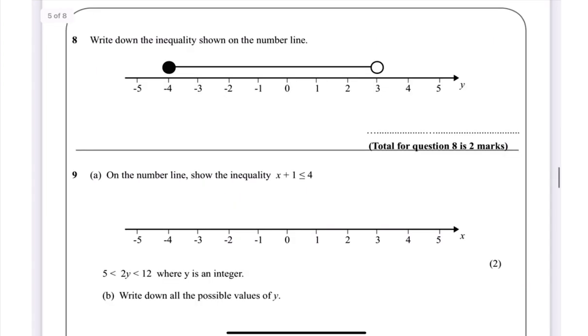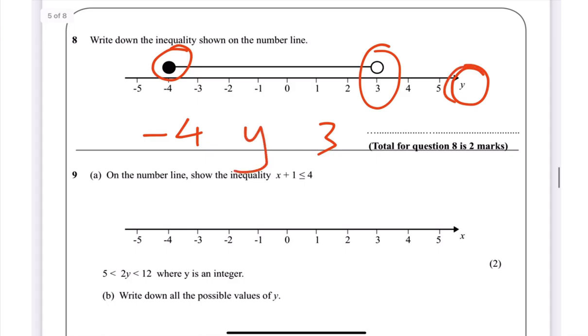Next one, watch again. You've got 2 circles. Be careful with this. One circle is on the left at -4. One is on +3. So you've got -4 on the left, and on the right you've got +3. Don't put x in the middle. Be careful with this one. It tells us that it must be a y. If you put an x, you lose a mark. It's a y, so there must be a y in the middle.